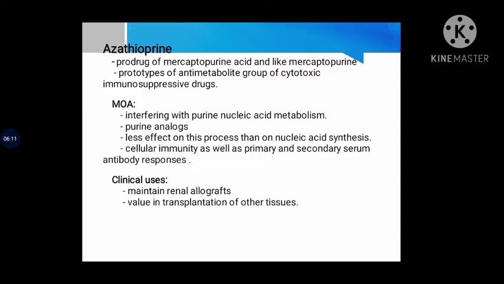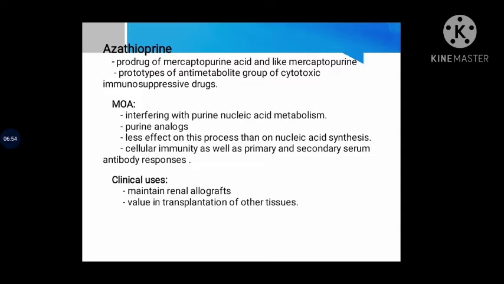So the purine analogs are cytotoxic agents that affect stimulated lymphoid cells. Although continued messenger RNA synthesis is necessary for sustained antibody synthesis by plasma cells, these analogs appear to have less effect on this process than on nucleic acid synthesis in proliferating cells. So cellular immunity as well as primary and secondary serum antibody responses can be blocked by these agents.